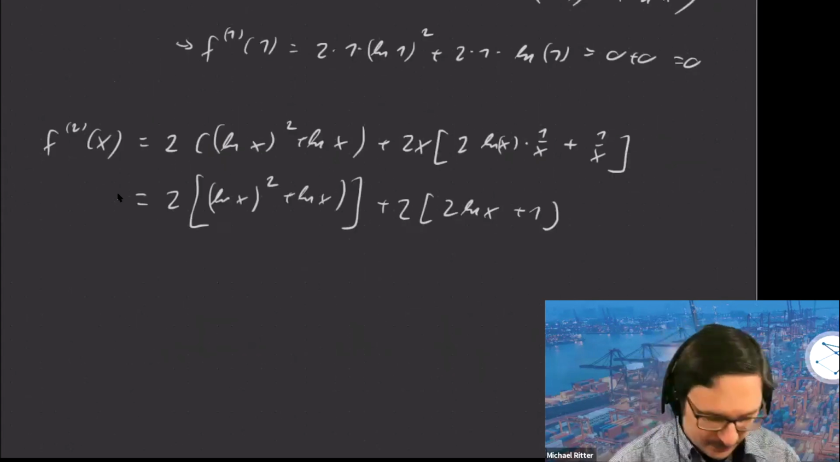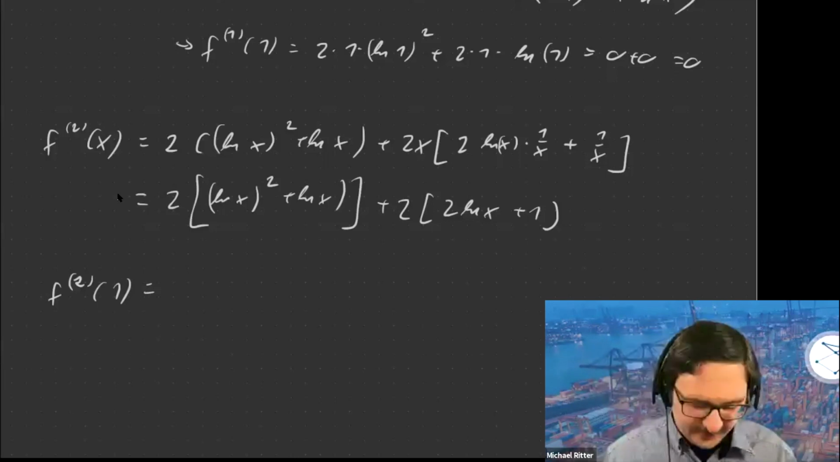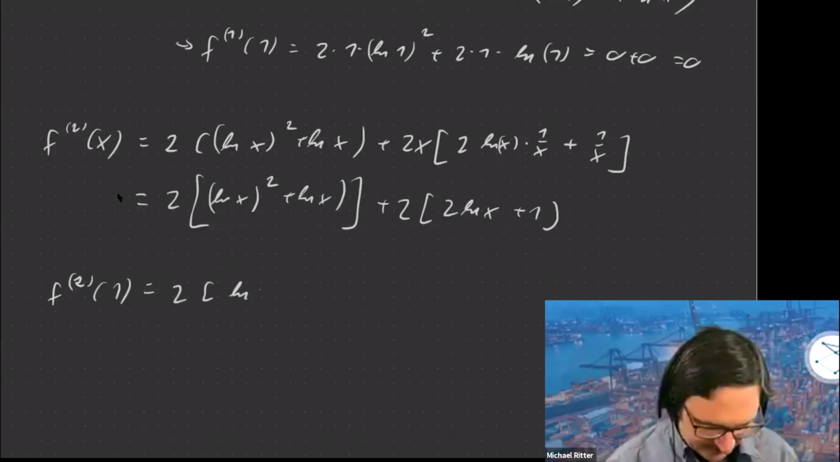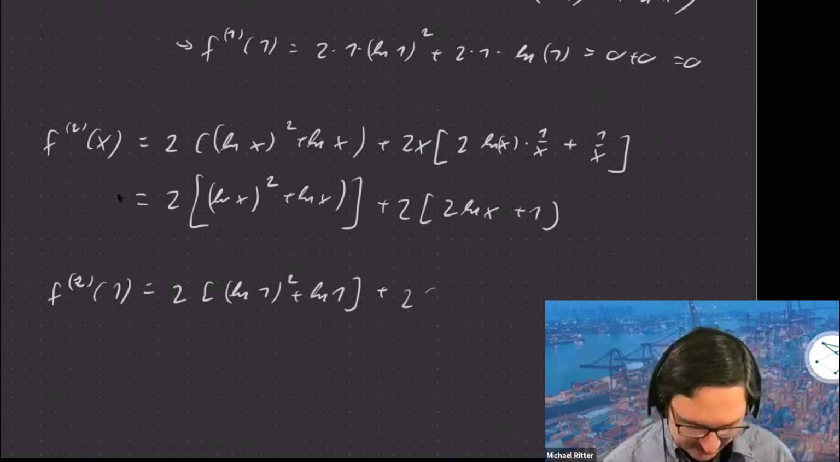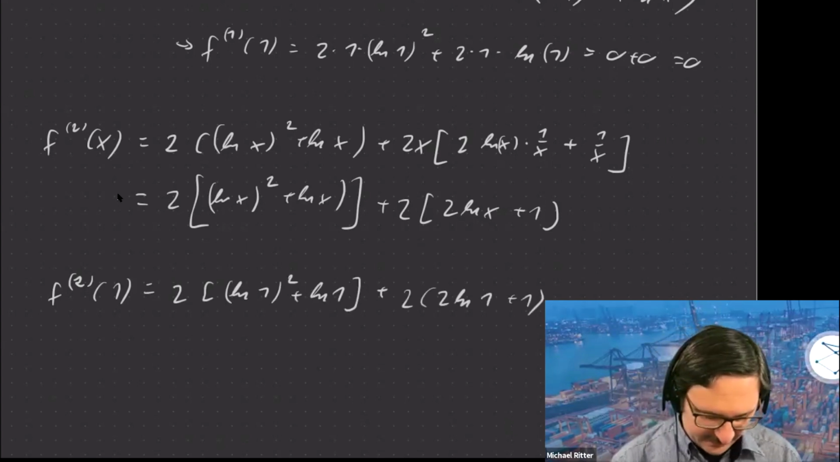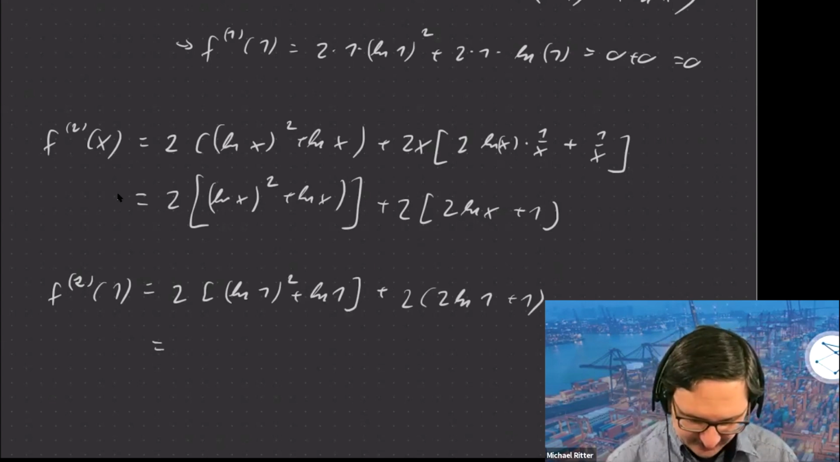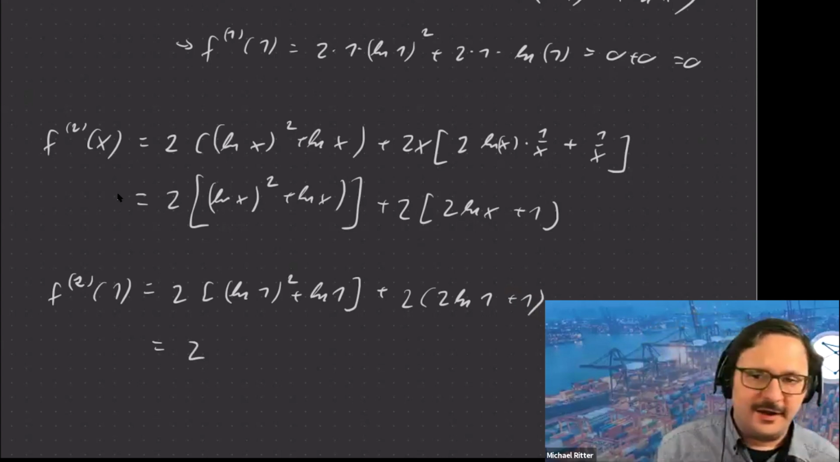And again, what we're really interested in is f2 of 1. So we need to substitute 1 for x, and we get 2 times ln 1 squared plus ln 1, plus 2 times 2 ln 1 plus 1. And you can see almost everything is 0 here. The only factor that remains is this plus 1 here times 2. So what we get is 2. Finally, a non-zero derivative.